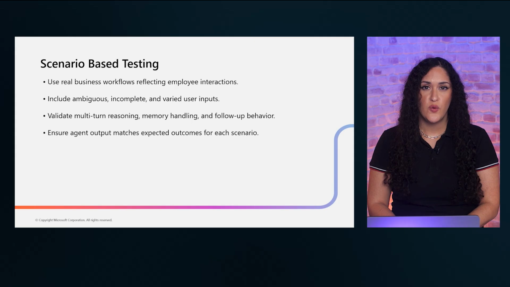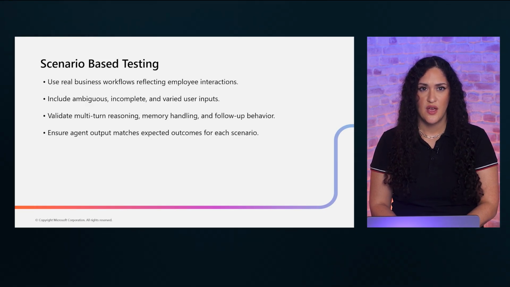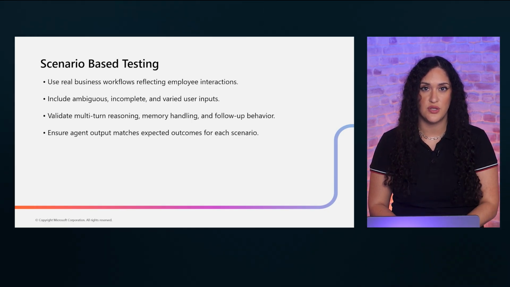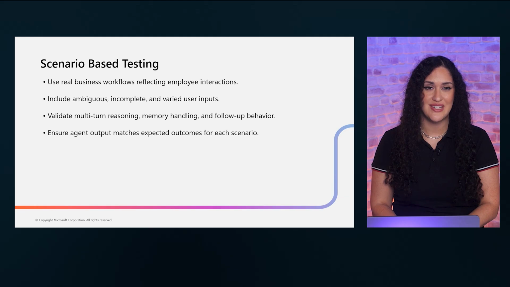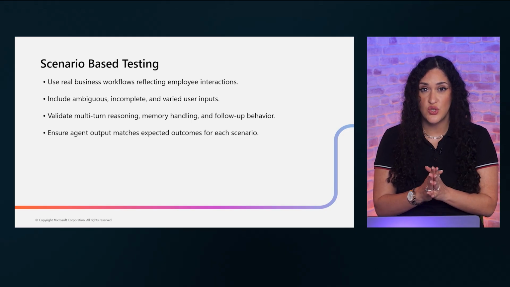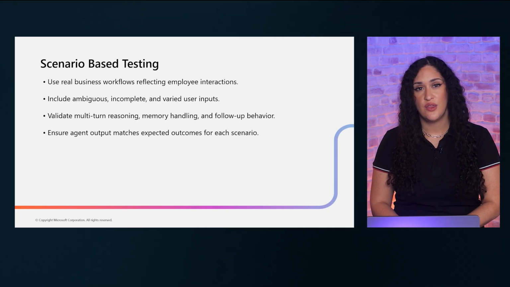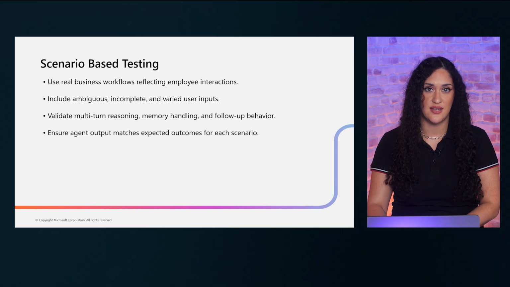You need multiple layers of defense to be truly protected. Scenario-based testing is where you bring real-world context into your test environment. Use actual business workflows that reflect how employees will interact with the agents. Don't just test happy paths. Include ambiguous, incomplete, and varied user inputs. Validate multi-turn reasoning, which means checking whether the agent remembers context and handles follow-ups correctly. And critically, ensure the agent's output matches expected outcomes for each scenario. As a best practice, involve actual business users in designing these scenarios. They know the edge cases that engineers miss, and those edge cases are exactly where agents tend to fail.